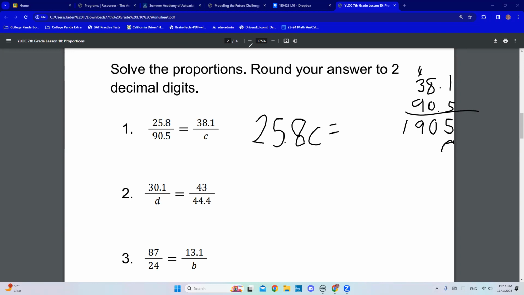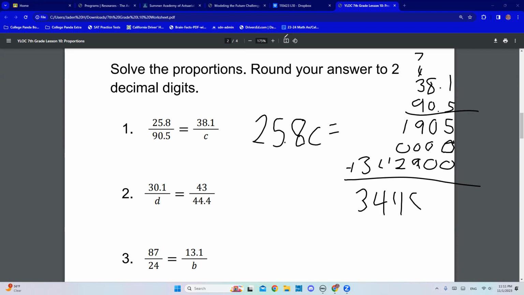All right. And then 0 times 0 is 0. And that just repeats. And then add 2 zeros. Okay, so 1 times 9 is 9. 9 times 8 is 72. And then 3 times 9 is 27 plus 7 is 34. So if we add those all together, we should be getting 3,448.05.